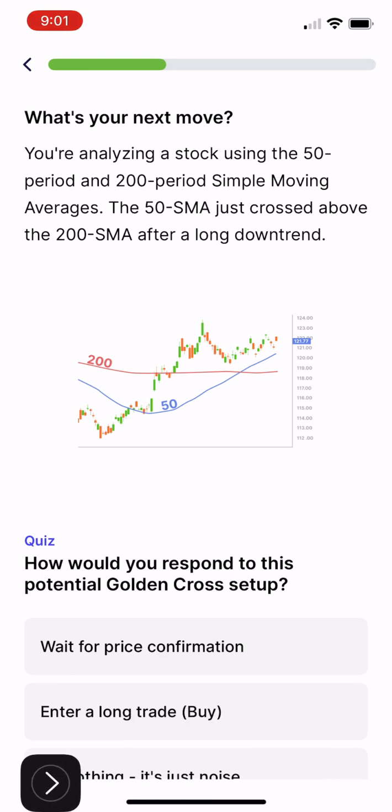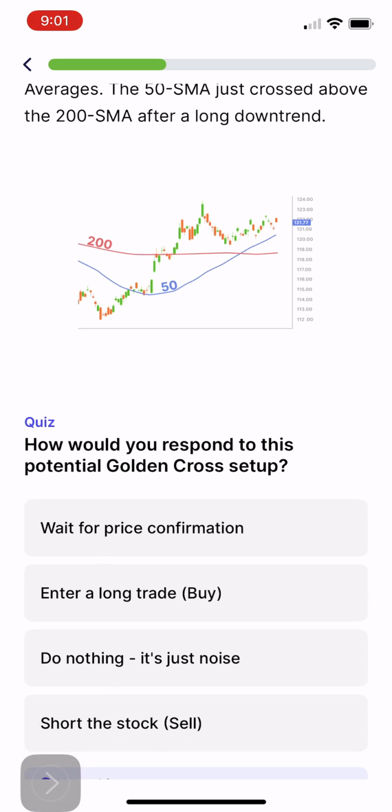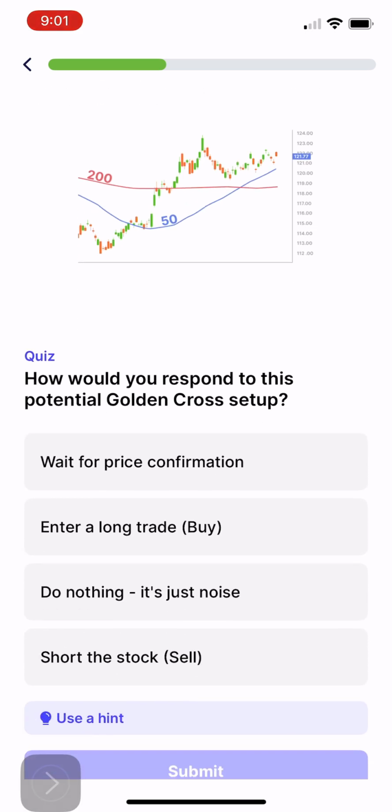What's your next move? You're analyzing a stock using the 50-period and 200-period simple moving averages. The 50 SMA just crossed above the 200 SMA after a long downtrend. Quiz: how would you respond to this potential golden cross setup?